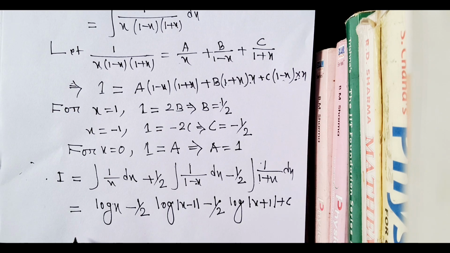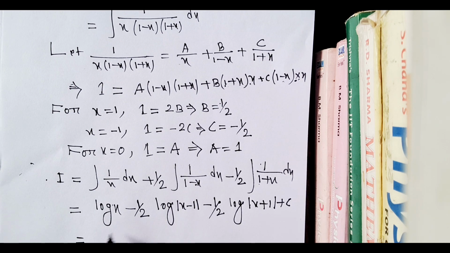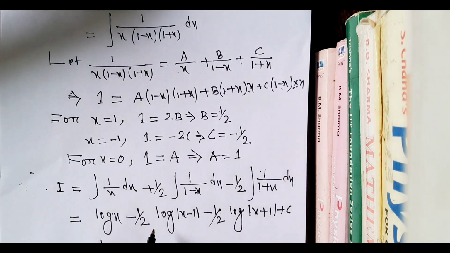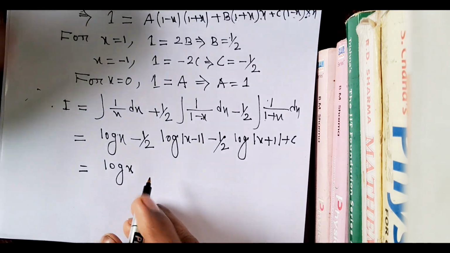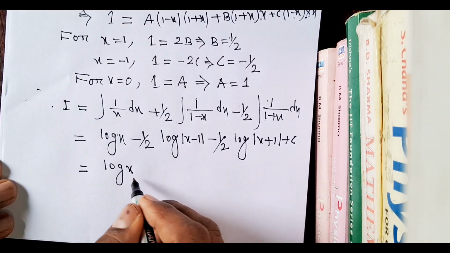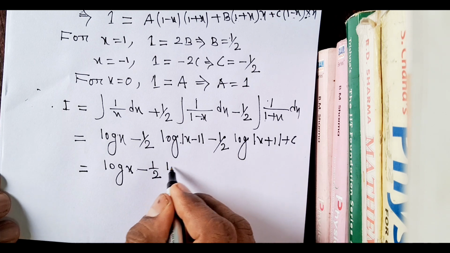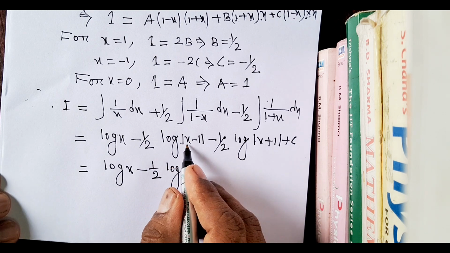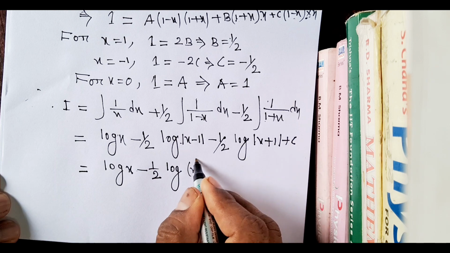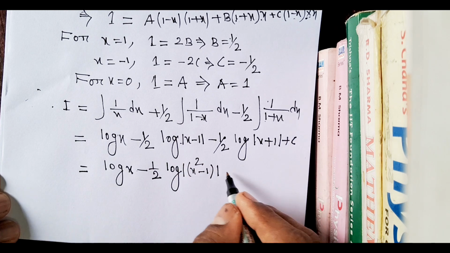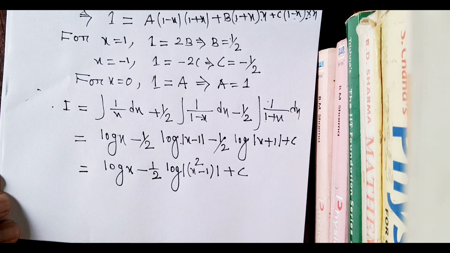And if you want, you can keep the answer this way using the properties of log. Log x as it is, and then it is minus half to minus half. Here the log of this plus log of this, you can write log of modulus x minus 1 and x plus 1, just you can write x square minus 1. This you can give modulus sign here, and plus c.